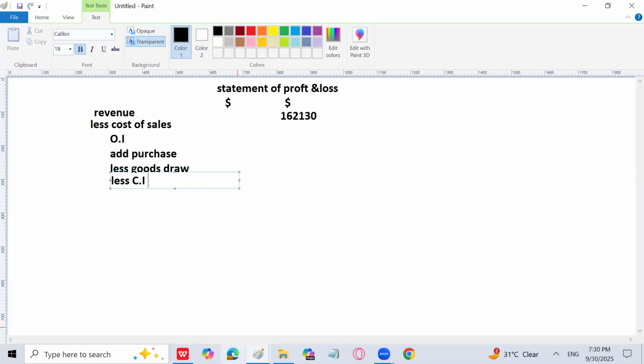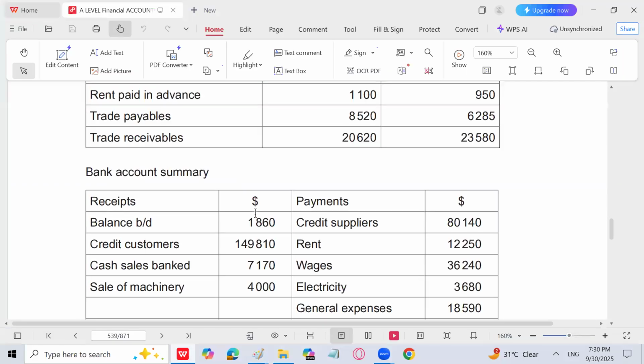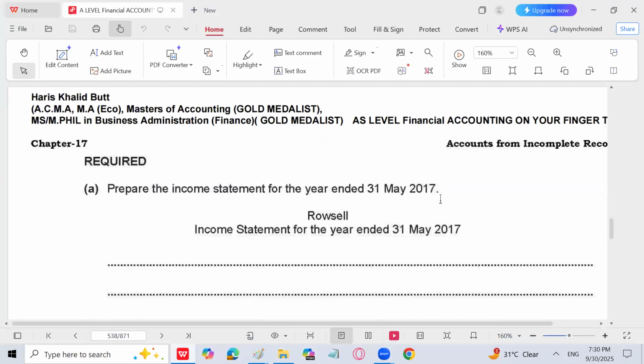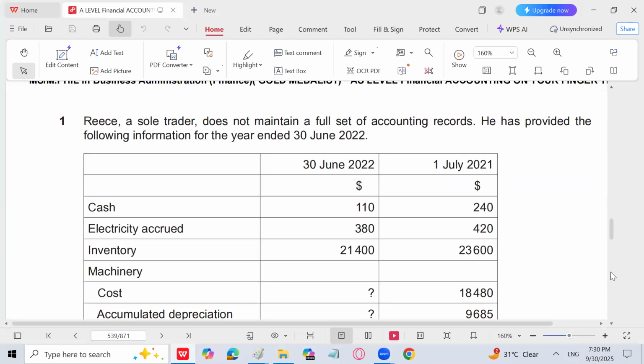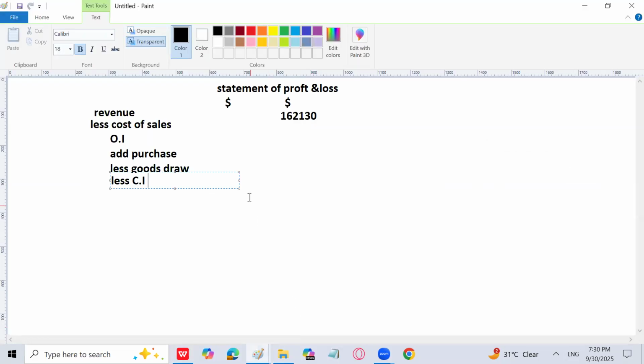So let's see the opening inventory first. The opening inventory given in the question is 23,600. Here it is written. This is opening, 23,600. I will write here. And 21,400 is the closing. I will write it here in brackets.